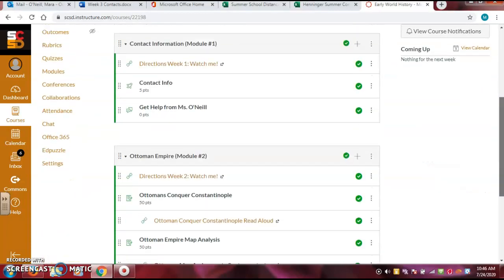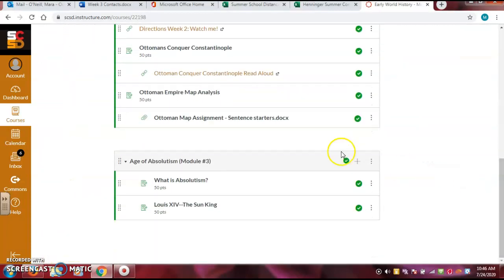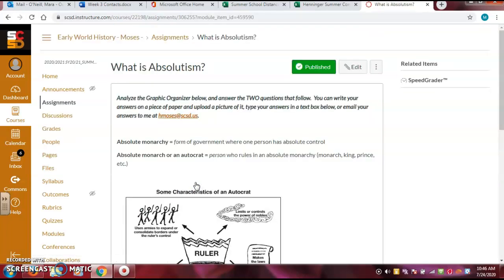This video focuses on Week 3, The Age of Absolutism. You have two assignments that are going to be due. Assignment number 1, what is absolutism? You're going to analyze the graphic organizer below and answer the two questions that follow. And you can write your answers on a piece of paper and upload that picture, or you can type your response in a text below.